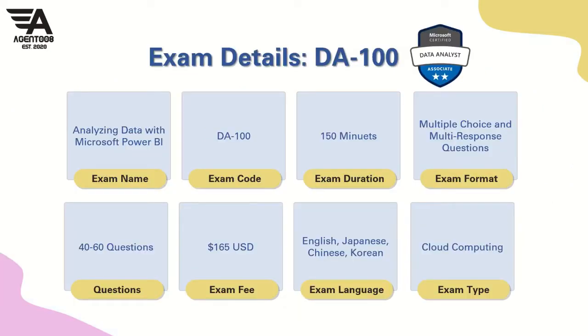So what are the exam details? The exam name, as we mentioned, is analyzing data with Microsoft Power BI. And for each exam, there is a specific code. So here we have DA-100. As for the exam duration, when I booked my exam, they told me I have 150 minutes for the exam. And for sure, you need to do the check-in before, you can do it 30 minutes or 15 minutes before. The exam format is multiple choice, and they will bring a case study, and based on the case study they will ask us a lot of multiple choice questions. The number of questions is around 40 to 60.